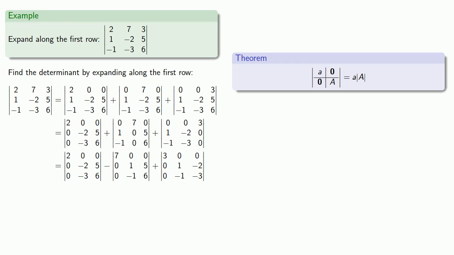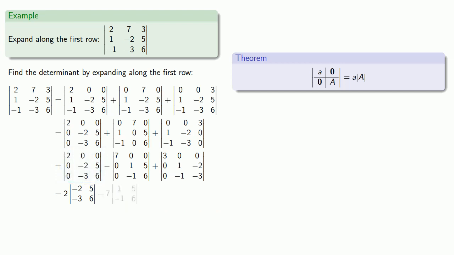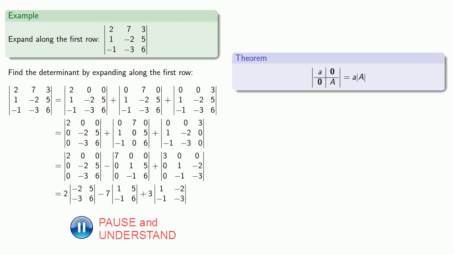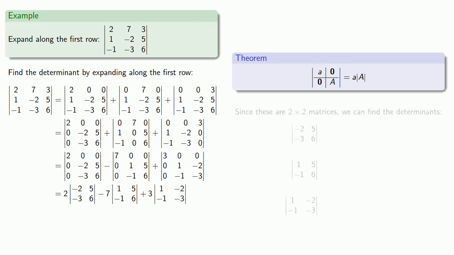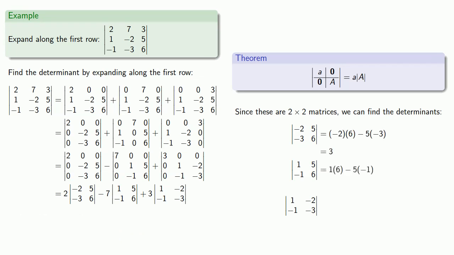So the determinant of this first matrix is going to be 2 times the minor. The second matrix will subtract 7 times the minor, and then we'll add 3 times the minor. And since these are 2 by 2 matrices, we can compute the determinants directly. And get our final answer.